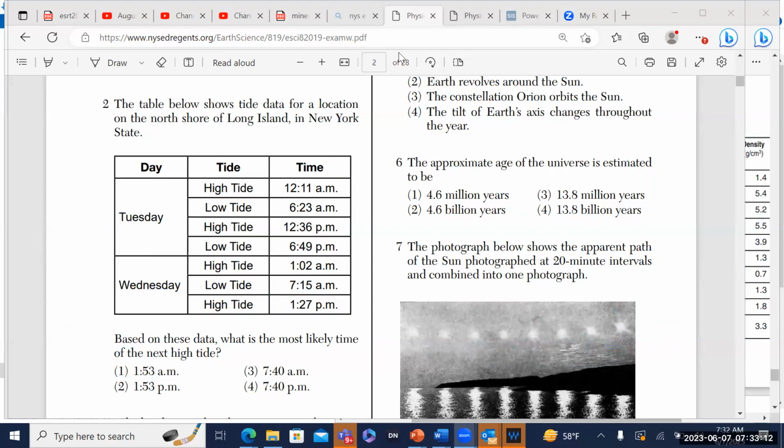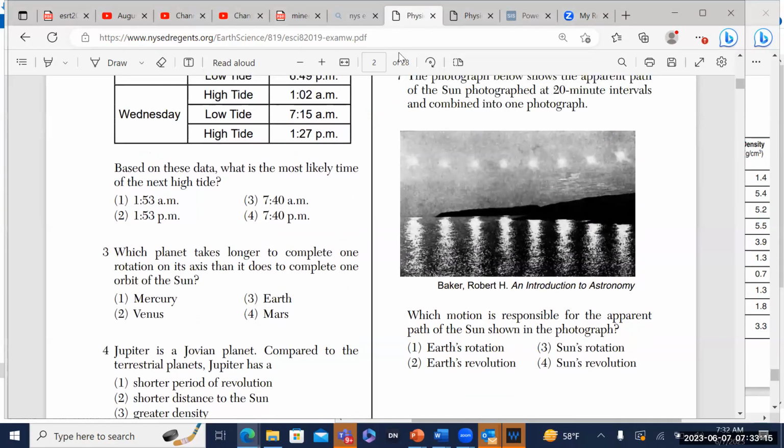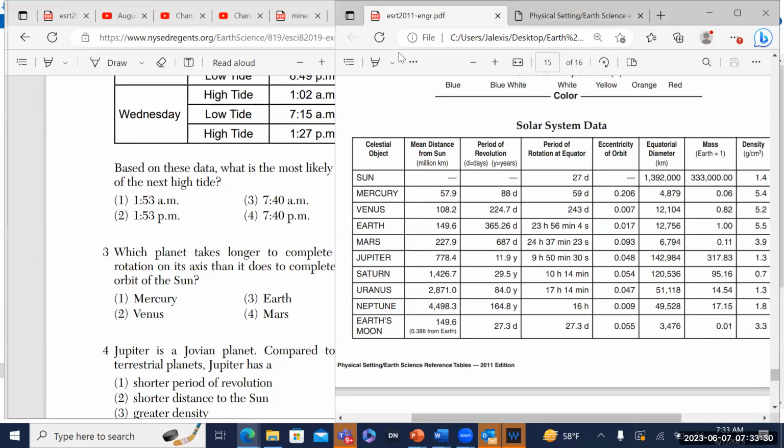Let's take a look at number 3. Number 3 says, which planet takes longer to complete one rotation on its axis than it does to complete one orbit of the Sun? Remember, one rotation on its axis is the period of rotation. One orbit, how long it takes a planet to go around the Sun, is the period of revolution. Orbit refers to revolution. So they want to know which planet has a period of rotation higher than its period of revolution.